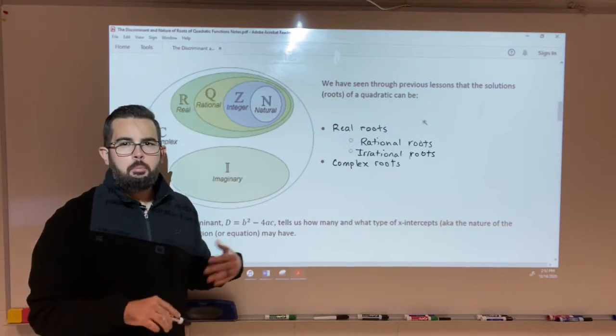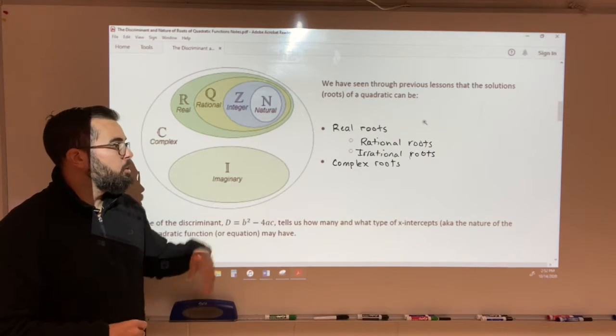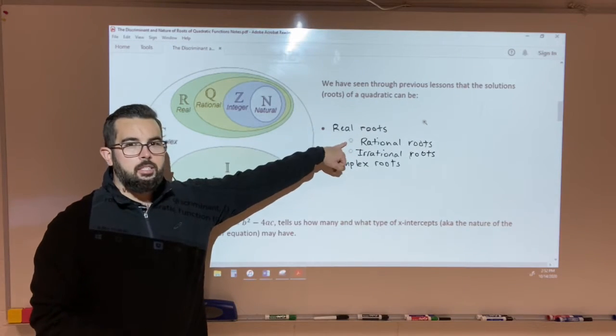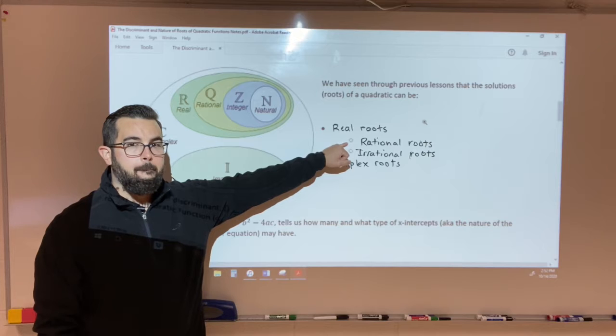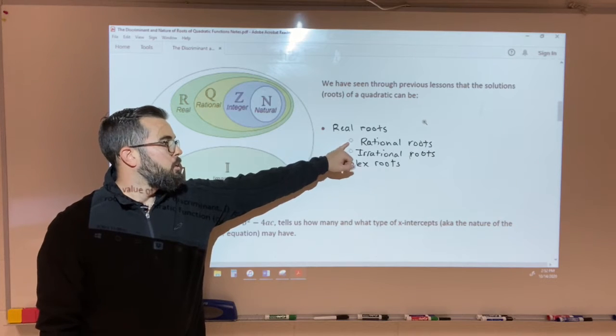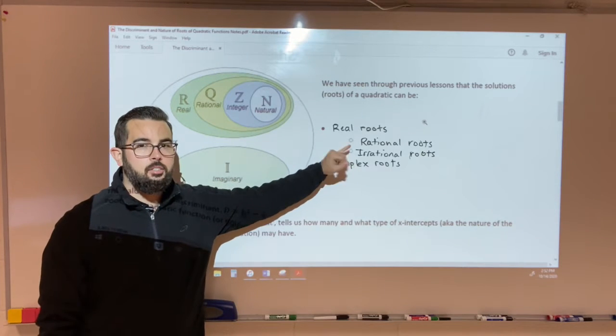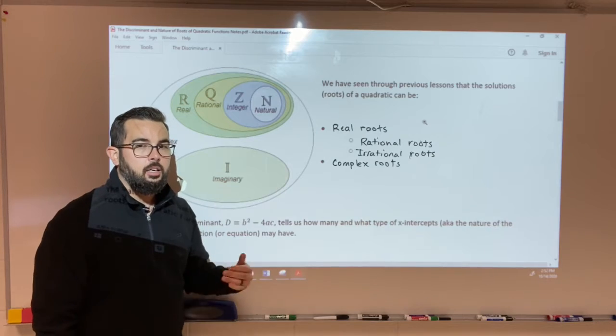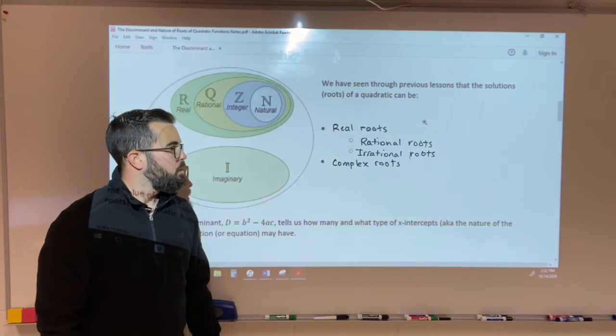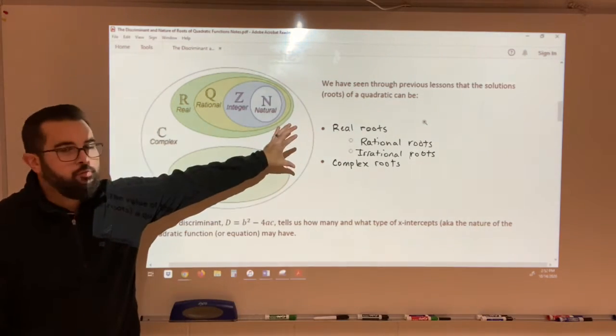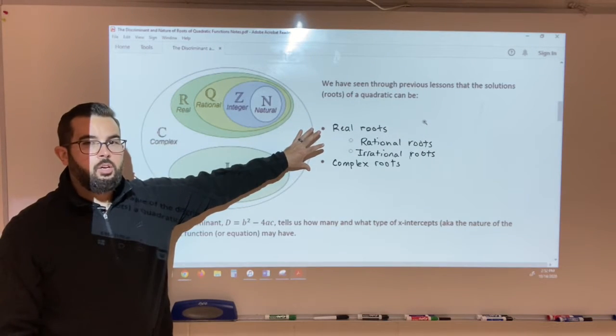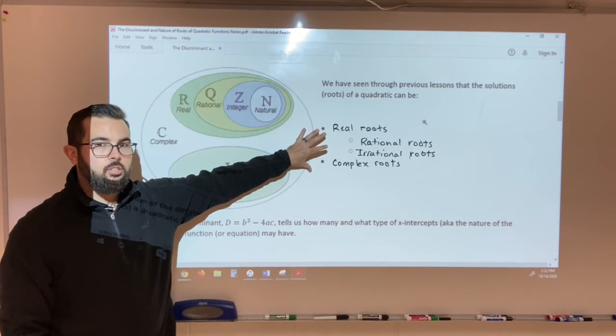Now, after doing a couple problems with the quadratic formula, you're going to like rational roots because those are the ones that have a perfect square underneath the square root. Okay? Irrational roots are the ones that do not have a perfect square under the square root. So, these are the type of roots that you're going to get from a quadratic equation.